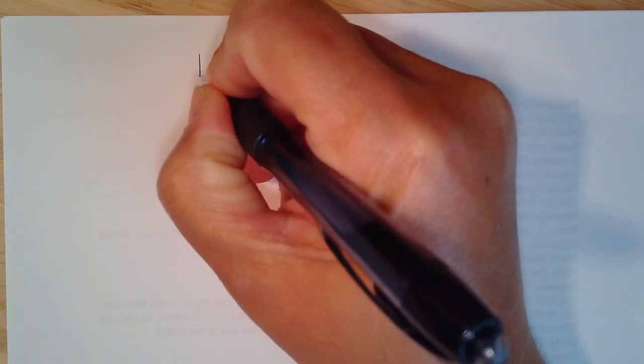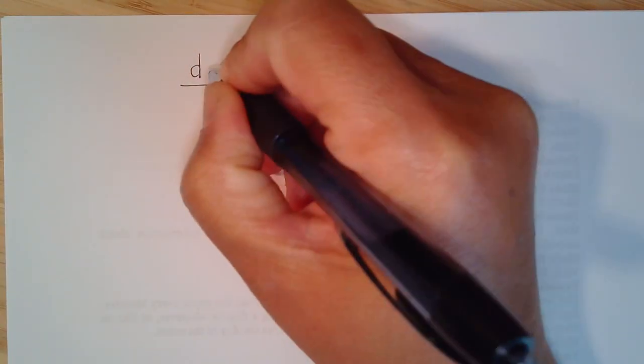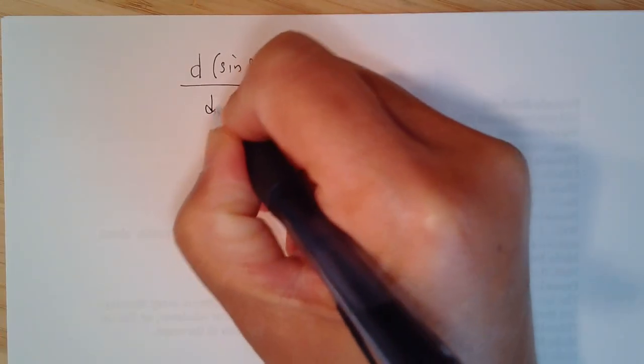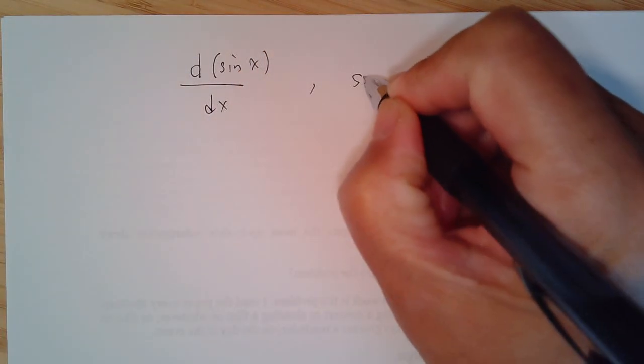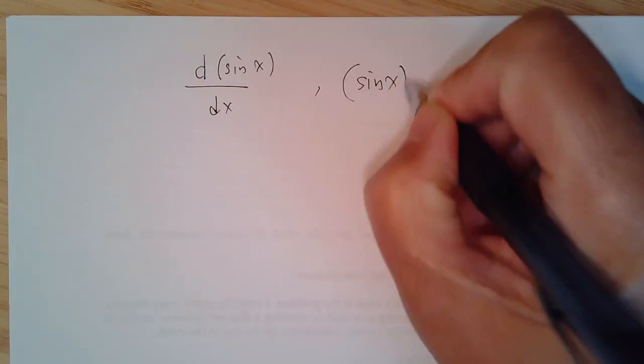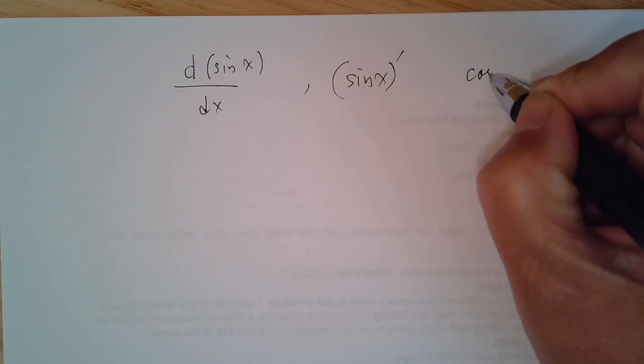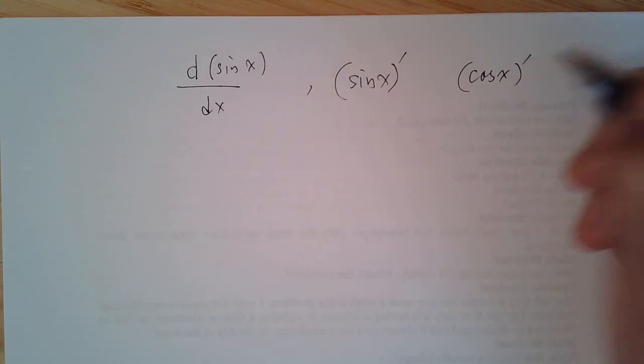Now we're going to learn how to get the derivative of the sine and cosine functions. So we need to learn how to do d sine x dx, or use sine x prime, right? Okay, that's the derivative of the sine. And also we're going to learn what is the derivative of a cosine.